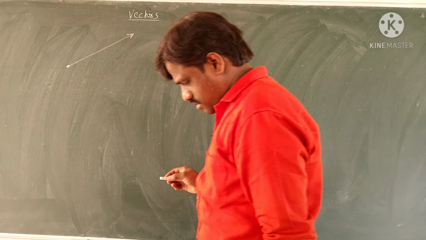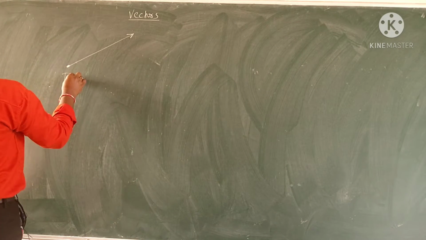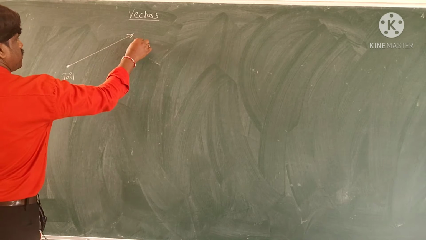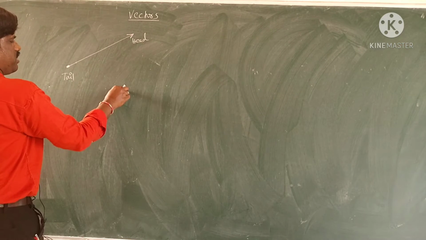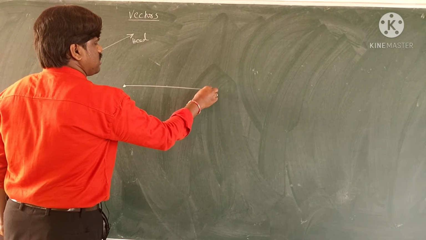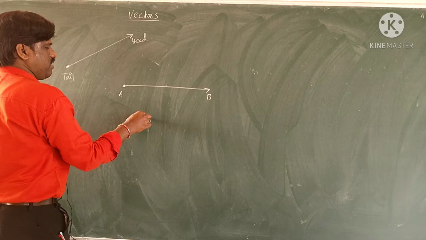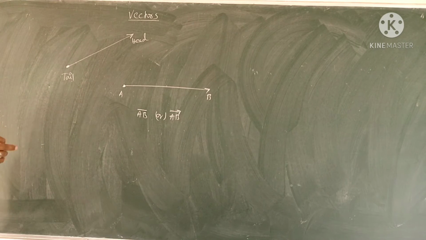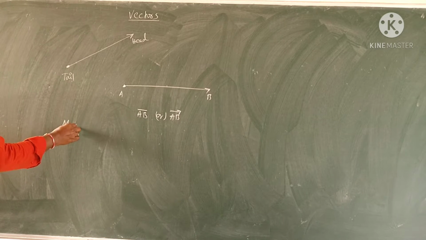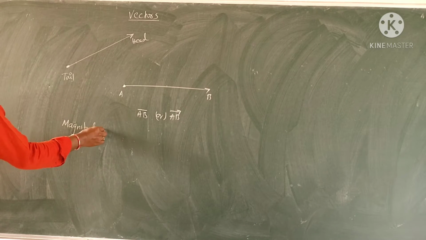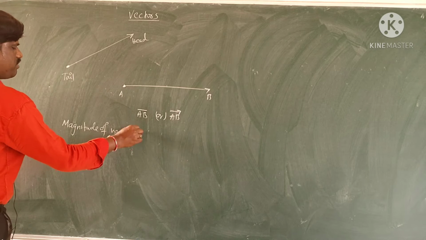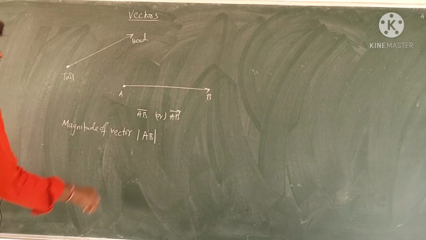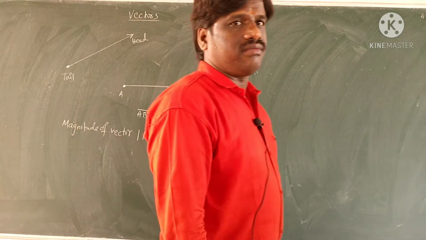This is what we call the tail, and this is what we call the head, right? This is the B point, which is the head. So we write AB vector, or AB with an arrow like this. So this is the representation of AB vector, right? Next, the magnitude of a vector. What is the magnitude of a vector? The magnitude of a vector is denoted by mod AB.